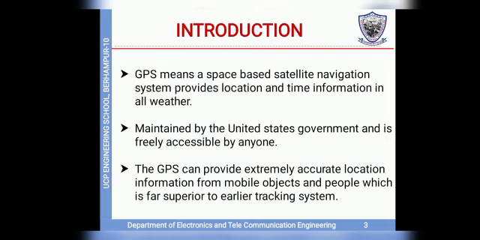Moving on, introduction. GPS means a space-based satellite navigation system which provides location and time information in all weathers. It is maintained by the US government and is freely accessible by anyone. The GPS can provide extremely accurate location information for mobile objects and people, which is far superior to earlier tracking systems.